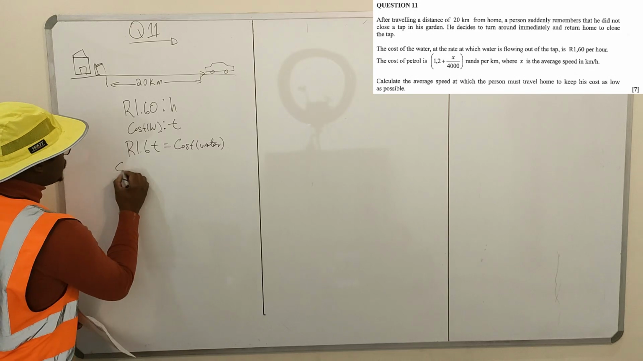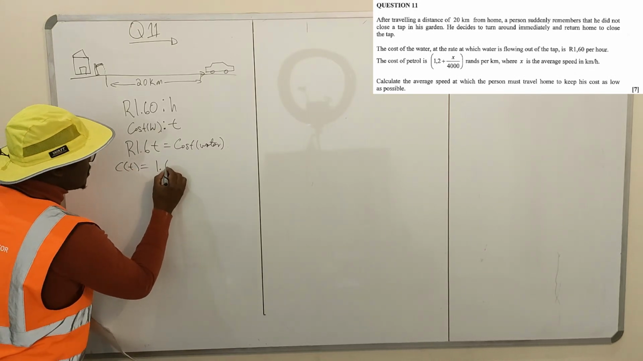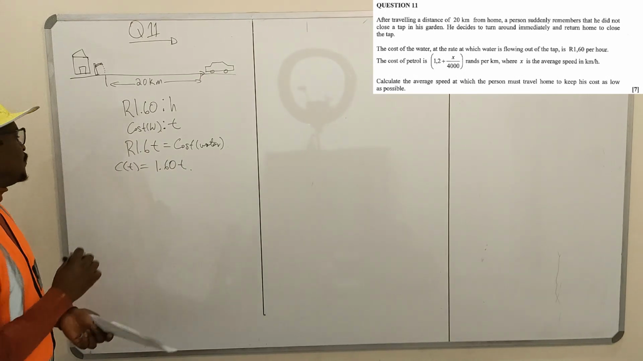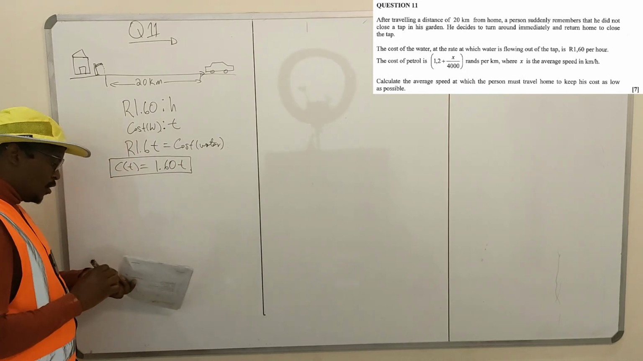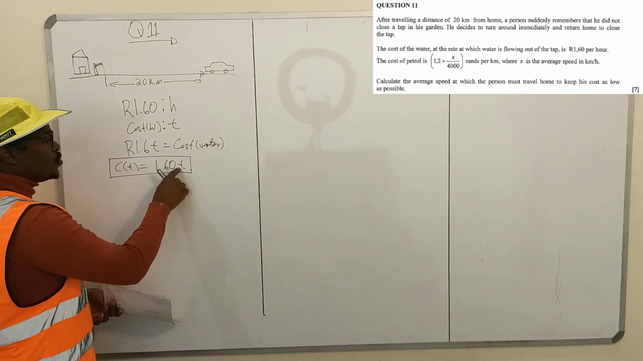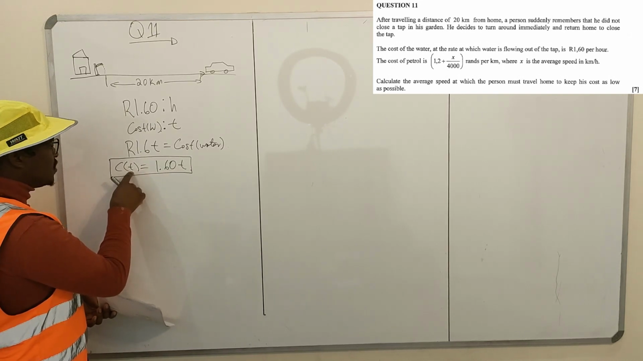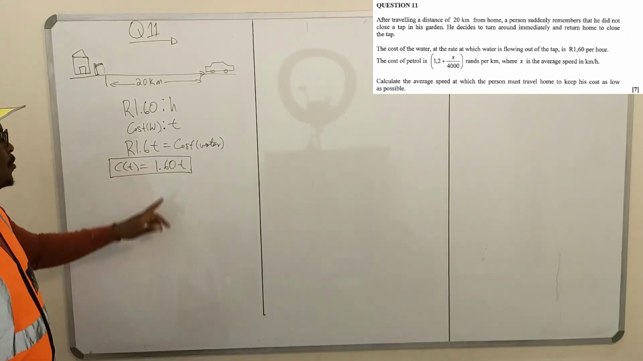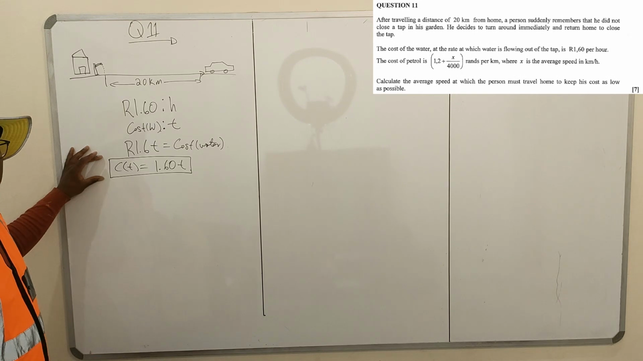So the cost of water is a function of time. This is equal to R1.60 times time, which means to get the cost after each hour, you substitute your hour there. After 1 hour you put 1 there. After 2 hours, T is equal to 2. Substitute T there and you will get double of that. So this equation here gives us the cost of water.